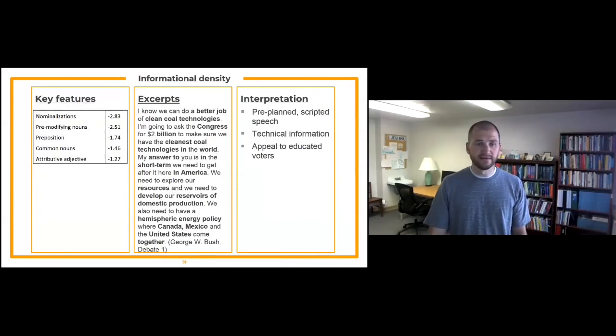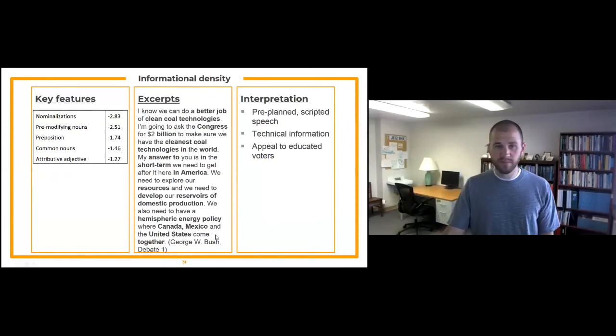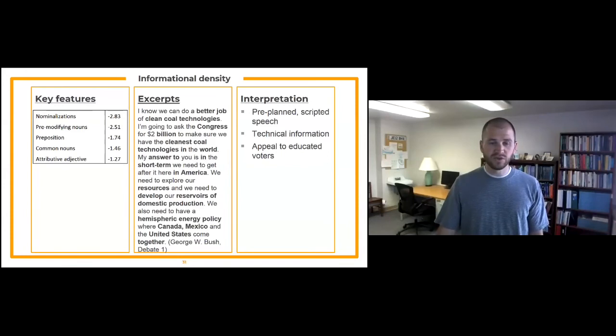Informational density, nominalizations, pre-modifying nouns, prepositions, attributive adjectives. These are classic phrasal complexity features, and they're emerging in speech, not in academic writing. So this is George W. Bush. We can do a better job. Clean coal technologies, cleanest coal technologies, short-term, reservoirs of domestic production, hemispheric energy policy, and so on.